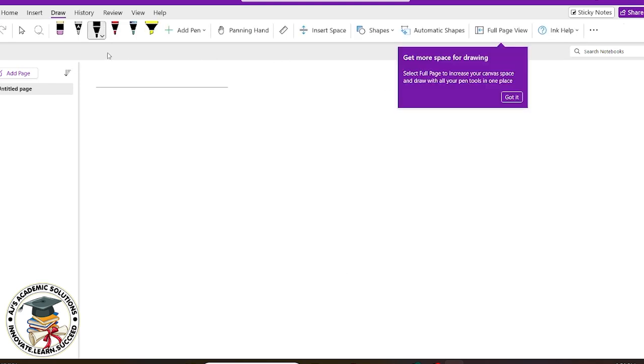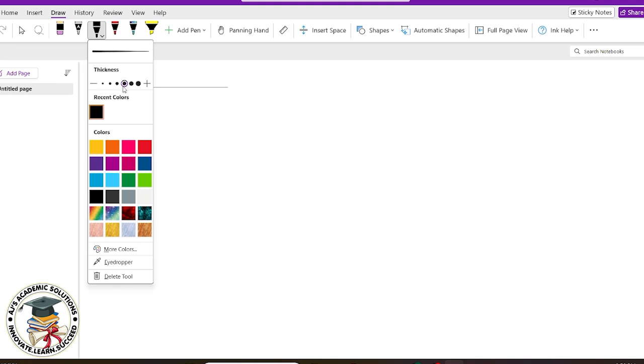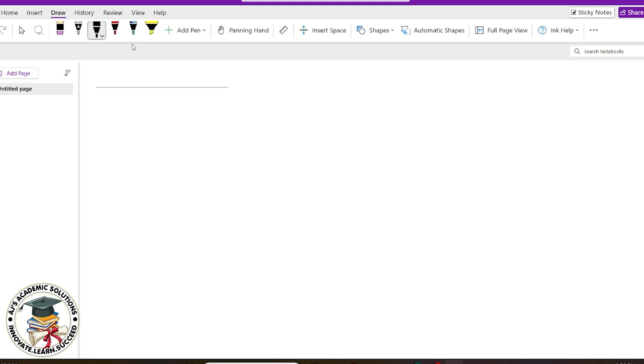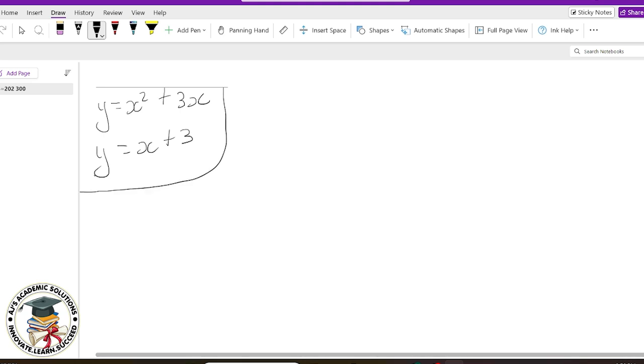So what I'll be doing today is we'll be looking more at the Form 5 work, and we'll be looking at solving simultaneous equations with one linear and one nonlinear. So let's say we have y is equal to x squared plus 3x, and let's also say we have y is equal to x plus 3. Now, this question here you need to do it in sections basically.